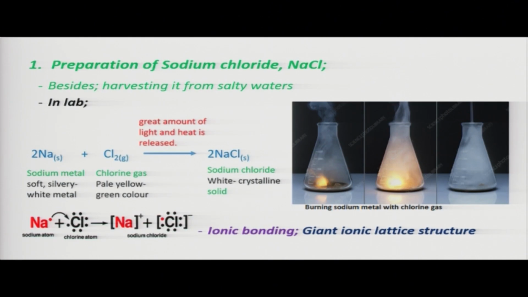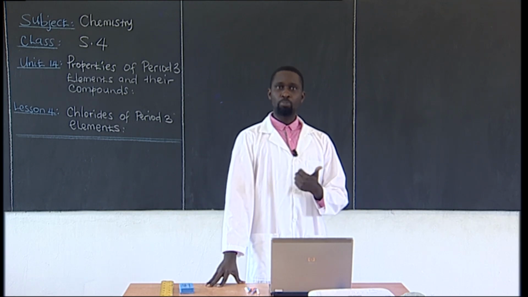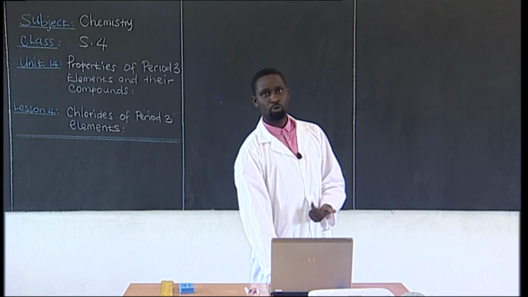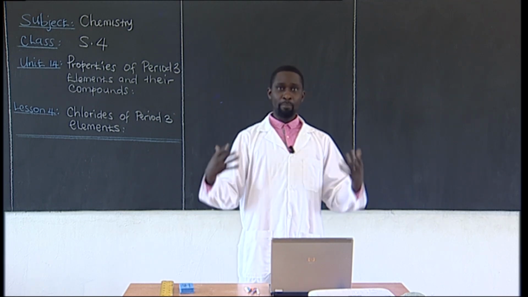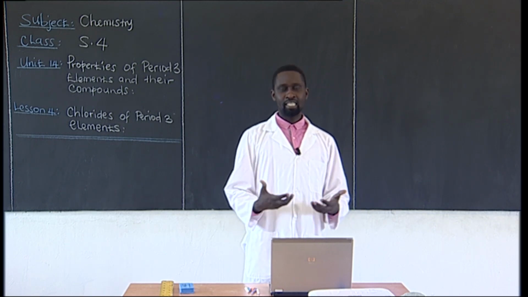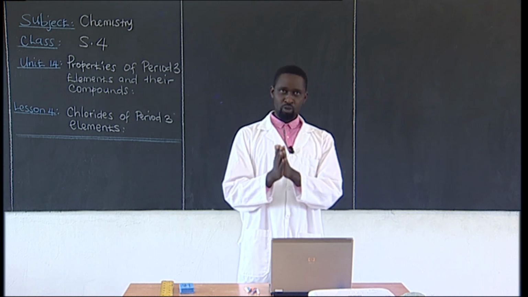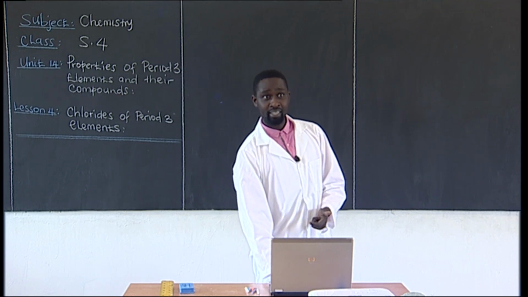Majority of us have grown up in areas where sodium chloride is normally harvested from salty water, like in Lake Katwe in Uganda, and I think around other places, they harvest sodium chloride because it exists naturally. But in the lab, we also produce it. And how is it produced? Again, the point is combining the element with chlorine. So you get sodium, heat it with chlorine gas, then you'll get your sodium chloride. In the process, light and heat are produced.